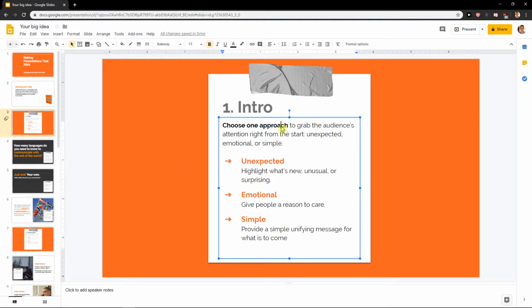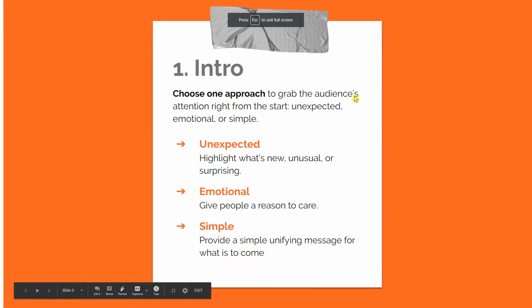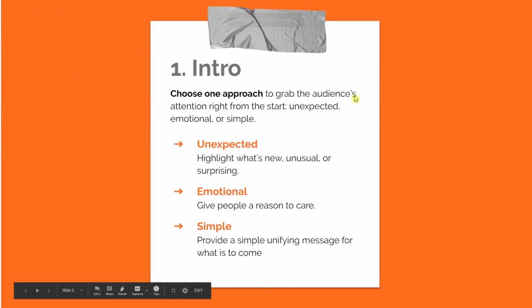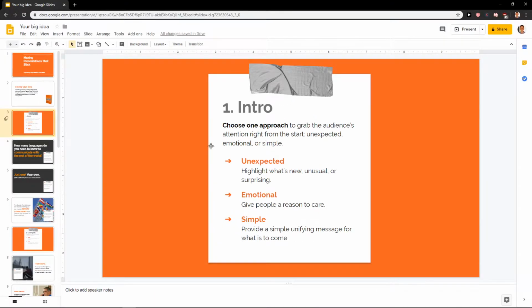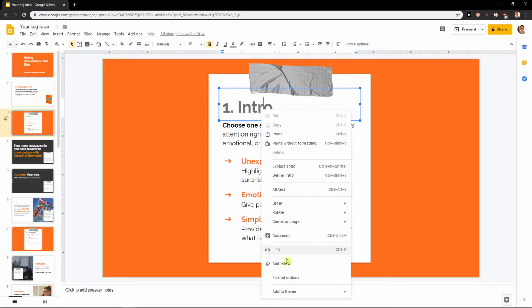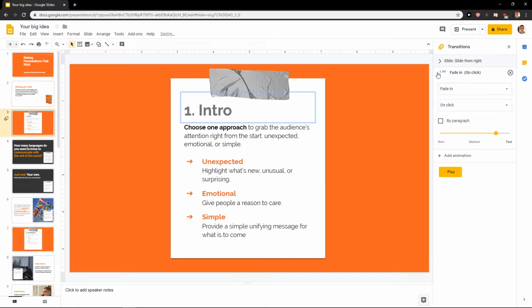So let's say that I have here some preset of intro, and as you can see, nothing happens. So let's animate it. First, what we are going to do, I will click here on an intro, right click on it and animate. Now, as you can see, it will automatically put fade in on click. So right now, this one is fade in on click.